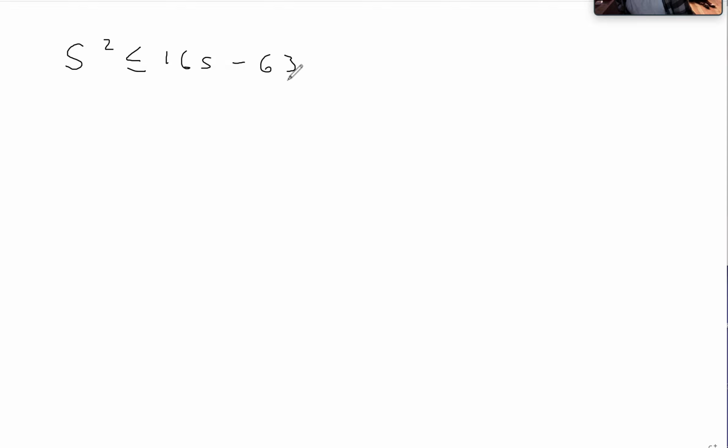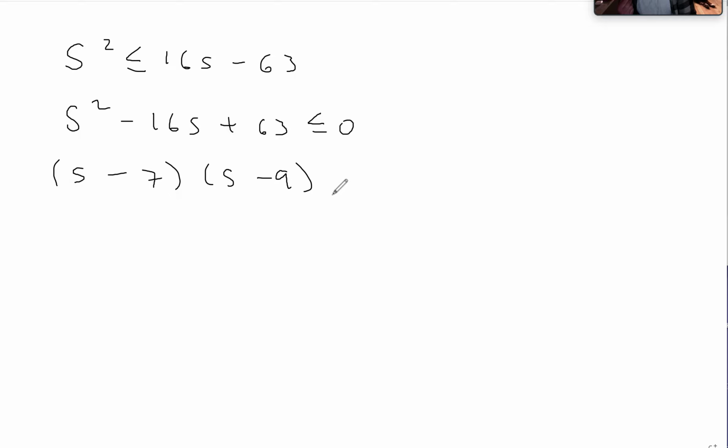Minus 63. So we'd want to get everything over to one side, and that is less than or equal to 0. So we need two numbers that multiply to be 63 and add to be negative 16. So that sounds like minus 7 and a minus 9. And then we have that situation.